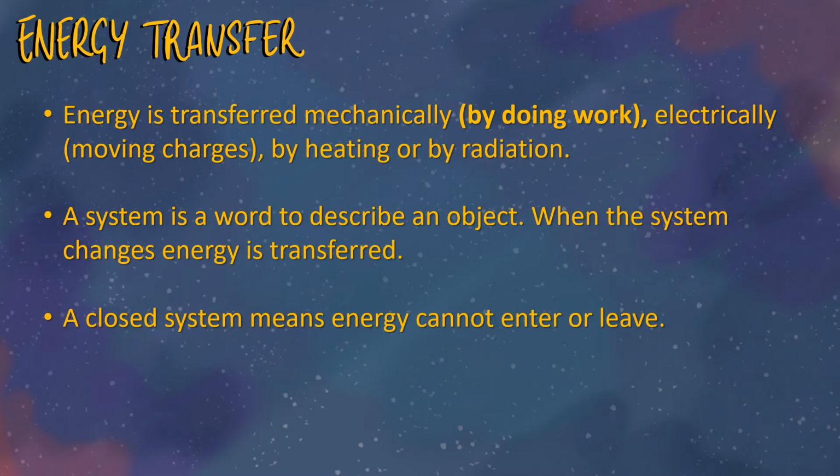Another scenario, a car driving down the road, the car is the system. So it's the object that we're talking about that has the energy transfers in it. A closed system means that energy cannot enter or leave.